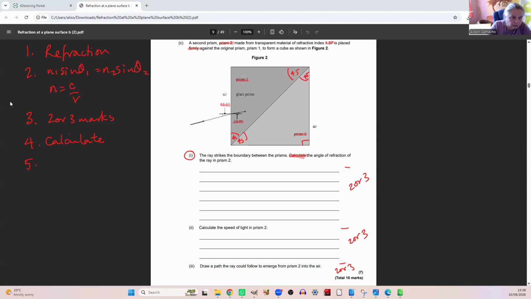So I'm going to now draw in my continuation of this. This has got a lower refractive index than this one, which means it will bend away from the normal. So it's going to bend something like that. And I need to put in my normal. Let's make the normal a different color.